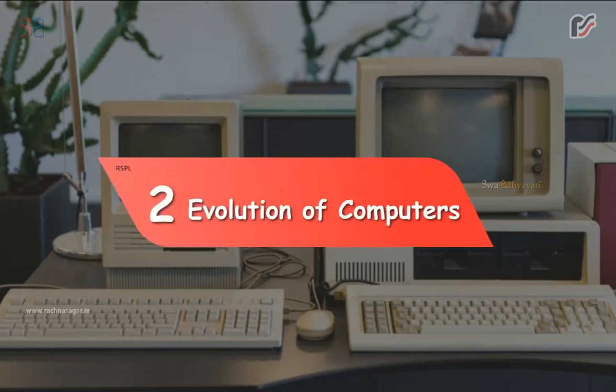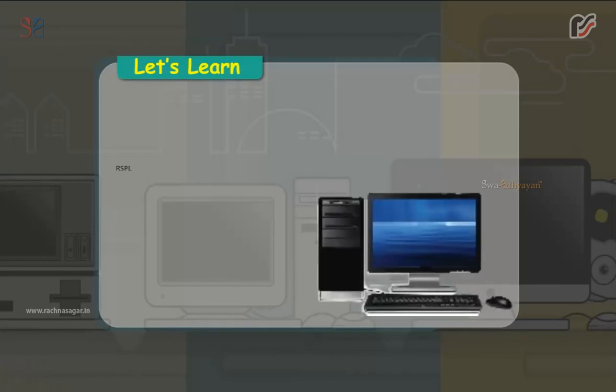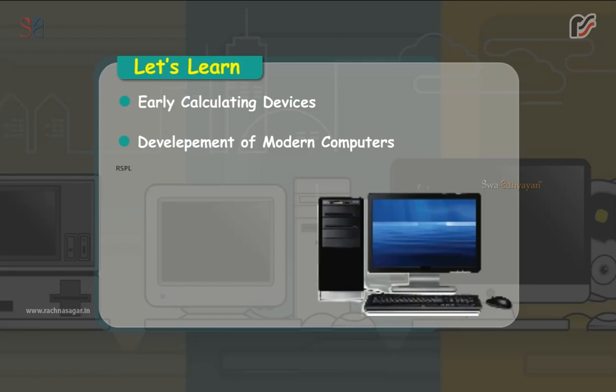Chapter 2: Evolution of Computers. Let's learn about early calculating devices, development of modern computers, and categories of computers.